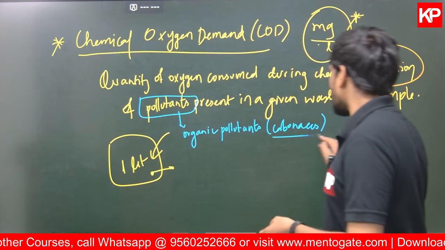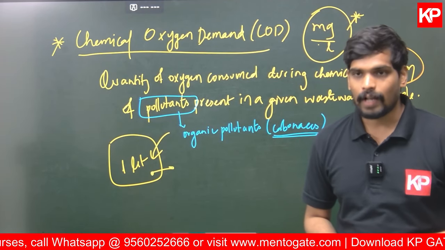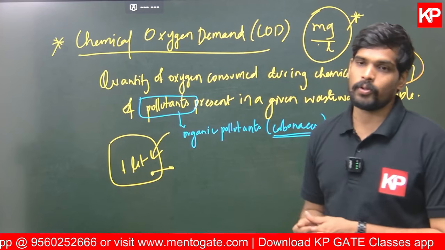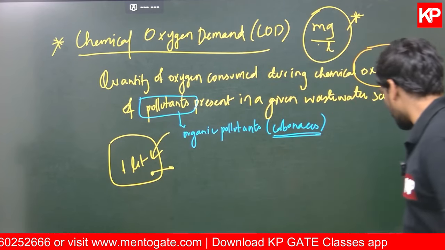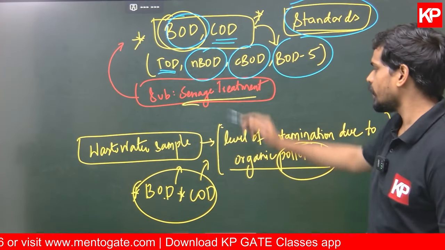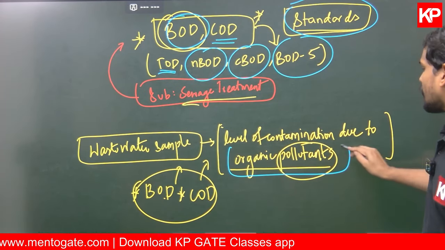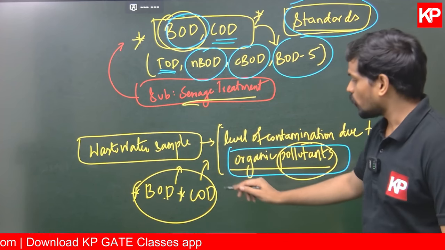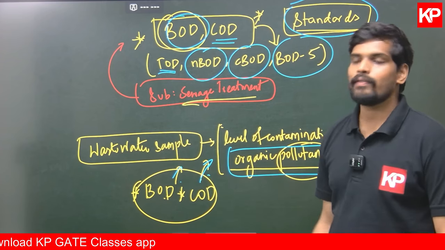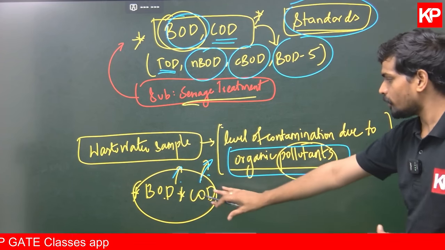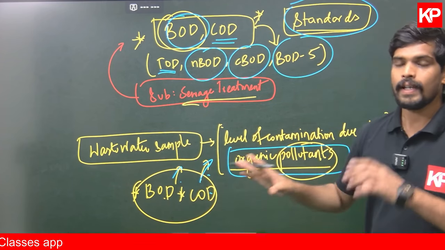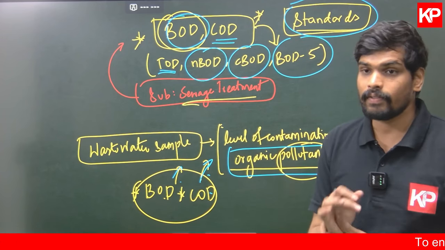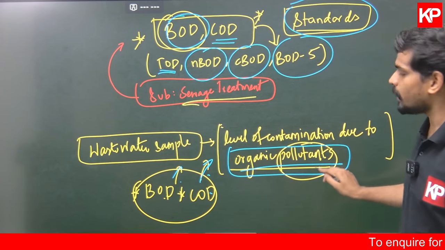So as to understand the level of biodegradability of carbonaceous matter, both BOD and COD measure the level of organic pollutants present. If you remember, in the introduction itself I told you BOD and COD will tell you the level of organic pollutants present in the sample. So to understand the biodegradability level, we measure these two things. What do we measure by the ratio? Basically the ratio of BOD to COD, BOD divided by COD, will tell you the level of biodegradability of these organic pollutants.